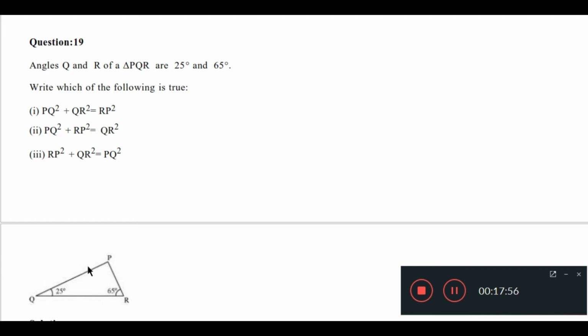Now we have to see which is true based on the Pythagoras property. So we can see that PQ is the perpendicular and PR we can assume as the base. So here we have to see only the hypotenuse, which is QR, and which is the longest side in this triangle. So QR is the longest side.